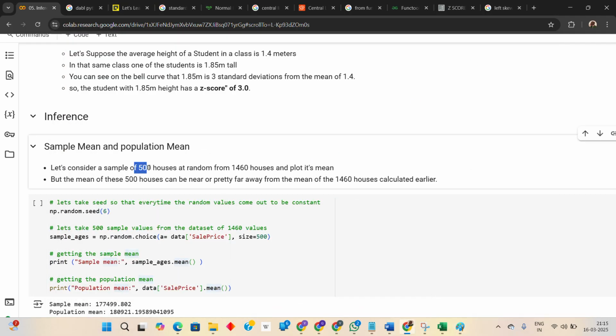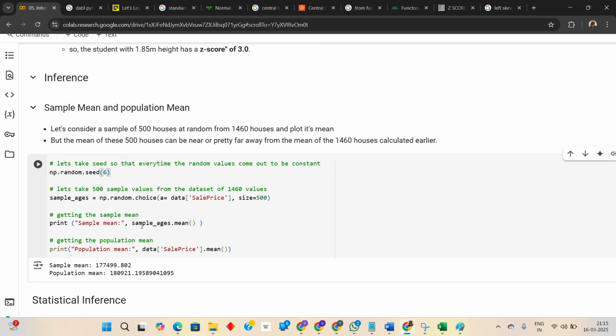Yes, Ashwin. Here you can see, let us consider 500 houses chosen randomly from 1460 houses. 500 is a sample, 1460 is what? Population. Okay, these are very important concepts, population and sample.